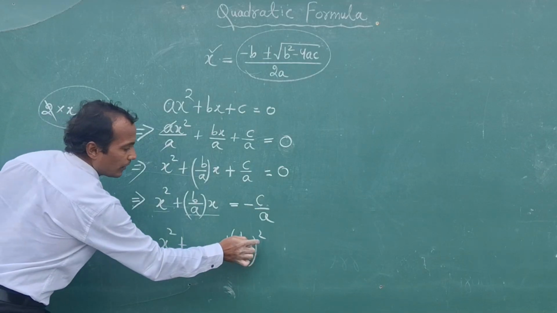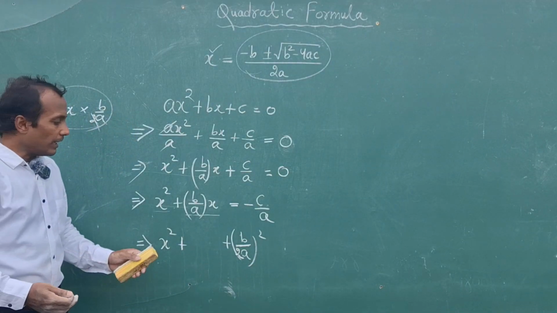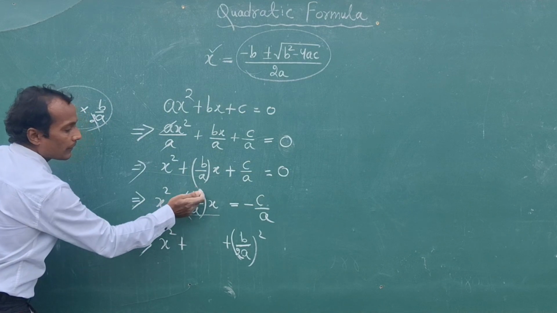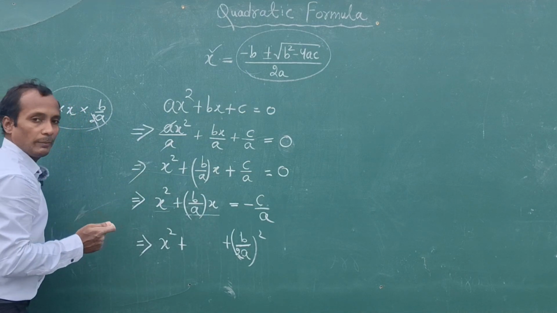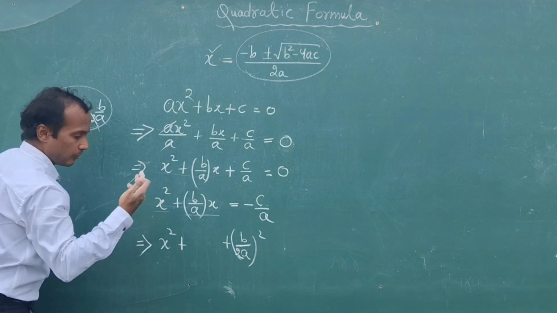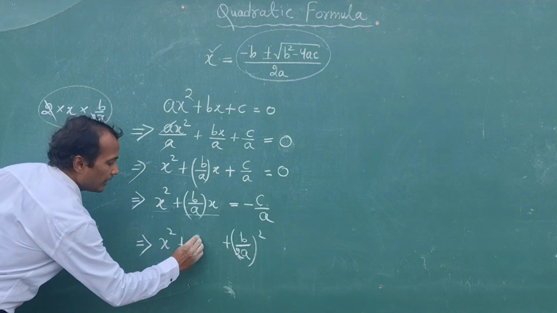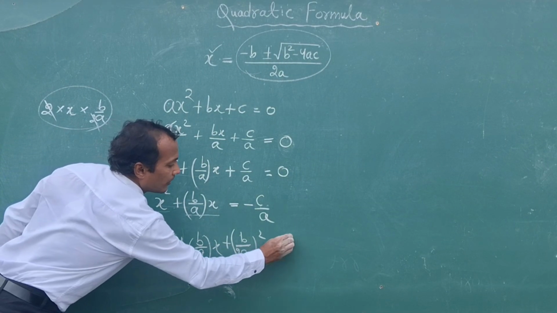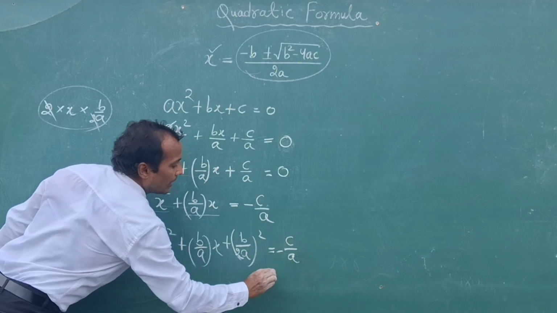So (b by 2a) squared. In other words, take half of the middle term's coefficient and square it, b square. Okay, now here let me copy it down as it was, no issues. c by a, minus c by a, I have.